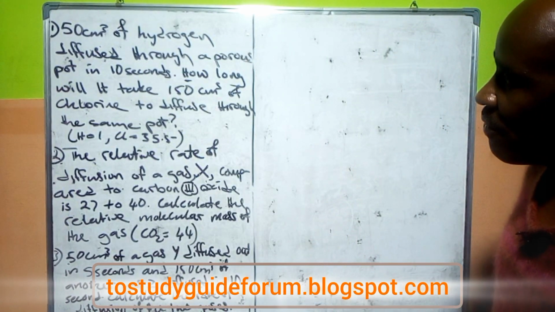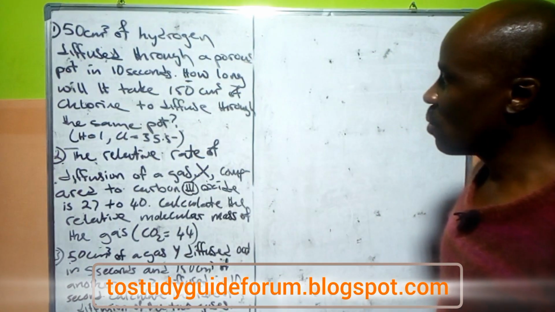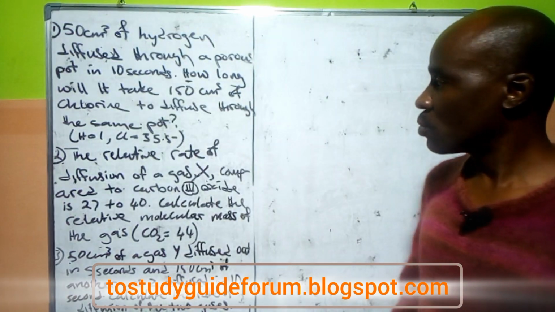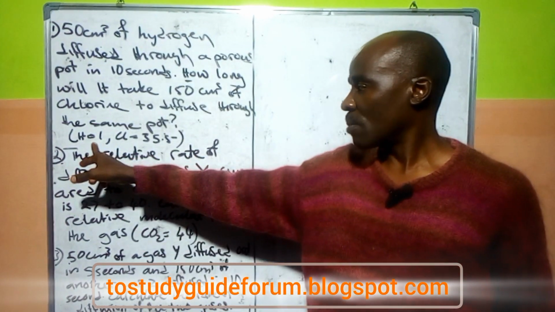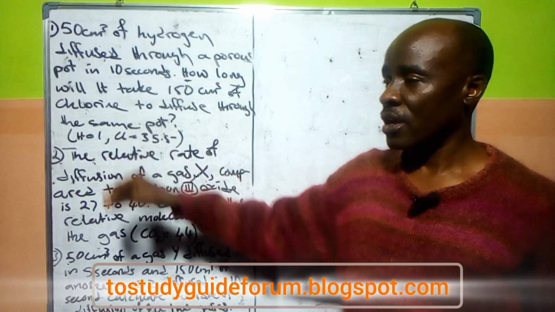The first question we have here: 50 cm cube of hydrogen diffused through a porous pot in 10 seconds. How long will it take 150 cm cube of chlorine to diffuse through the same pot? Now we have the atomic mass of hydrogen and atomic mass of chlorine.